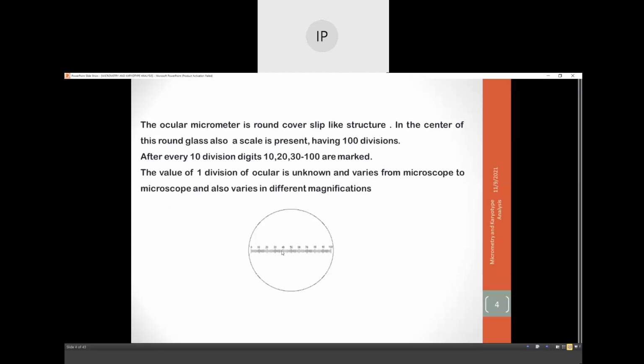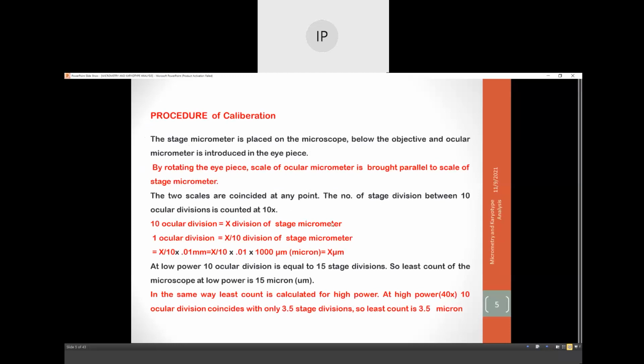This is the scale present having 10, 20, 30, 40 like this. But the value of one division is not known. It has to be calibrated with the help of the stage micrometer. Now what is the procedure of calibration?